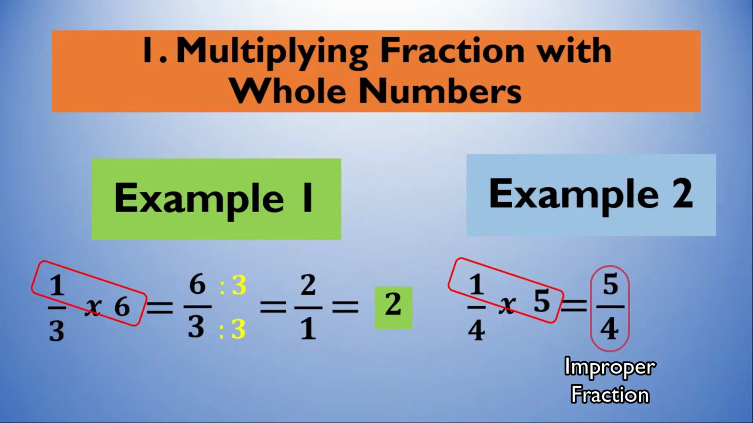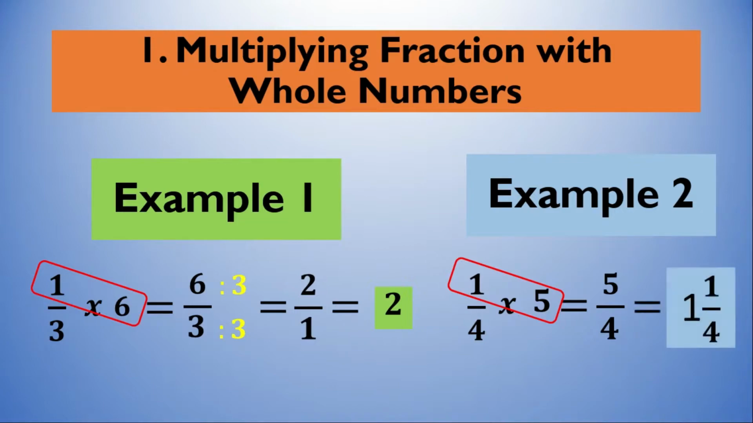Remember, if the result is an improper fraction, change it into a mixed number. 5 over 4, we get 1, left over 1 over 4. Keep the denominator. So the result is 1 and a quarter.